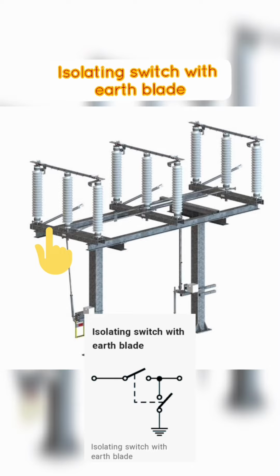The symbol for an isolating switch with an earth blade consists of a rectangular box with a vertical line in the middle.